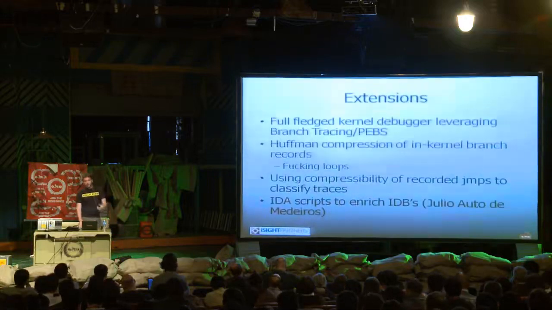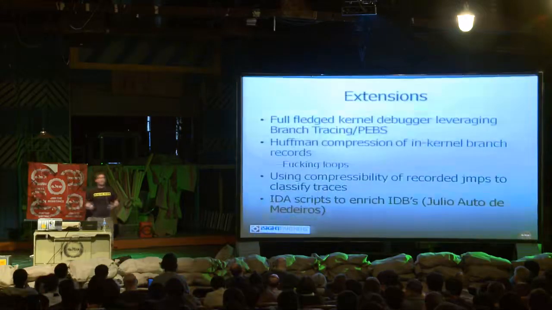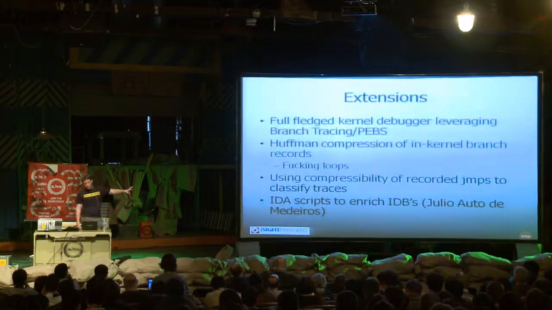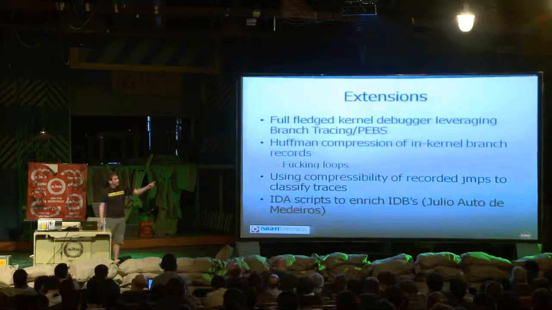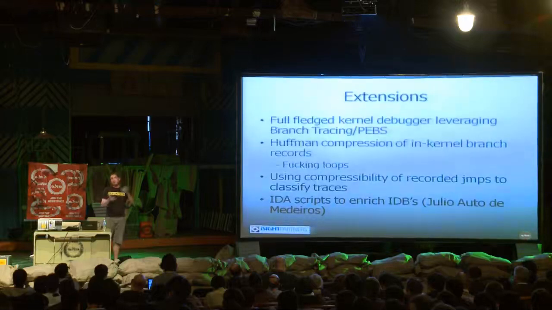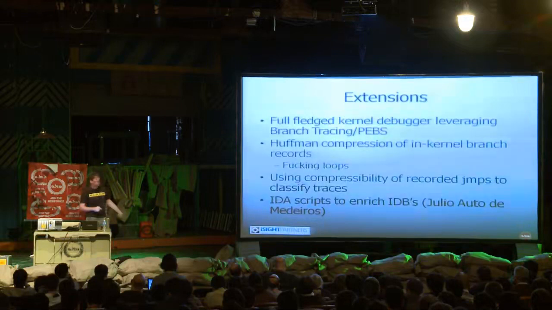Extensions to the idea I've just shown you. Hopefully you guys are academics and you like to write papers or something. You could do full-fledged kernel debugging, leveraging branch tracing and PEBS. It's a possibility, very fast. As you can imagine, a lot of the jumps go to the same code. So our idea was to use Huffman compression of the branch trace store because it eats a ton of kernel memory. So just compress it as it's actually logging it, and you can get the same data.